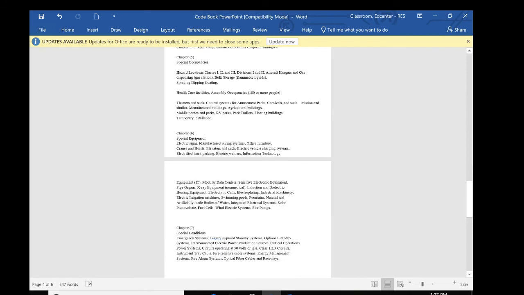Chapter 5, special occupancies. So you got hazardous locations, class 1, 2, 3, aircraft hangars, gas dispensers, bulk storage, spraying and dipping, stuff that we usually don't use. Healthcare facilities, don't really deal with that. Assembly occupancies, 100 people or more. A lot of us deal with that, especially in clubhouses, and if we're doing apartments, they have their type of clubhouse or whatever. They're big meeting rooms in apartment areas. A lot of the times that applies in there, and that's how you wire it. You might probably have to use MC cable because it has a higher fire rating.